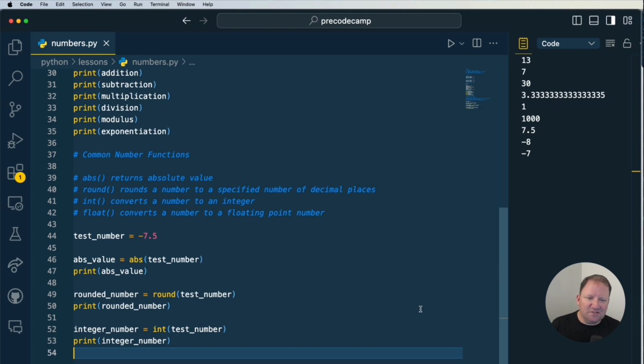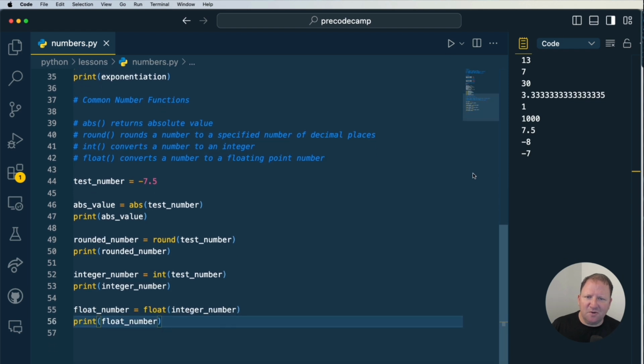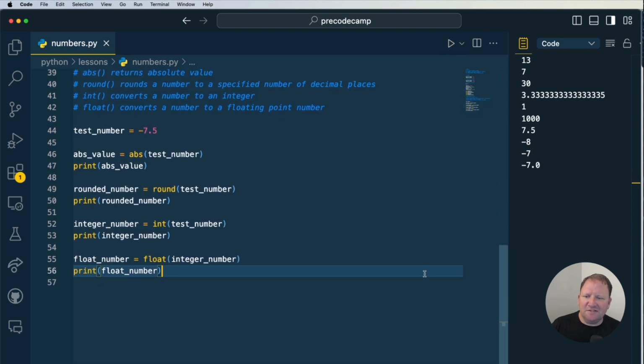And then of course, let's see what happens when we do a float number. This time we're going to take the integer number that we just got done, and then we're going to print it. Otherwise, we really wouldn't see that much of an effect utilizing the float on our test number. So let me scroll up and run it, and we get a negative 7.0. So it just added the .0 on there for us.